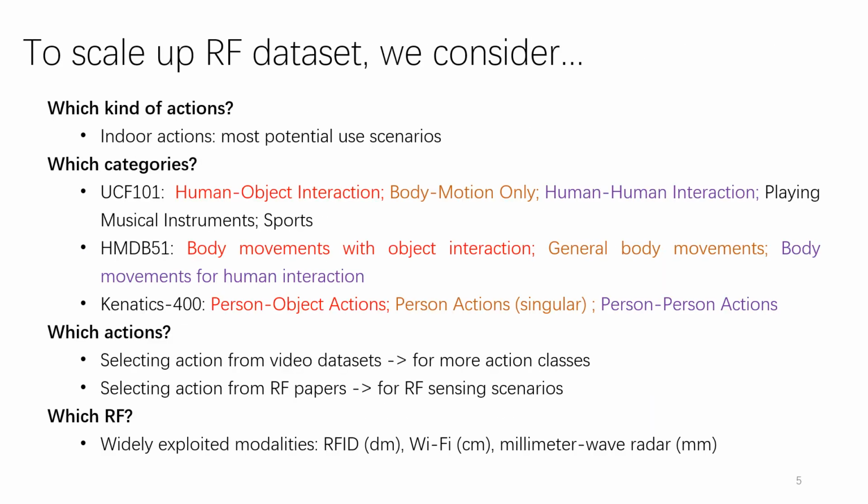To scale up RF datasets effectively, there are several key questions we need to address. First, which types of actions should we focus on? Since most potential use cases for RF-based action recognition are indoors, indoor actions are our primary target. We can draw inspiration from existing video datasets to categorize actions. For instance, UCF101 includes categories like human-object interaction, body motion only, and human-human interaction. Similarly, HMDB51 and Kinetics 400 classify actions into person-object interactions, singular person actions, and person-person interactions.